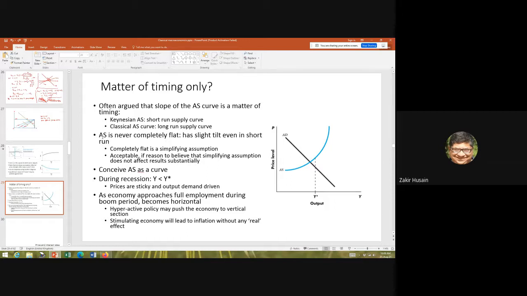The other reason is the supply curve. We can think of the supply curve as a curve. In this part, you can see it is almost horizontal. In this part, it is almost vertical. So what is happening is, in the short run, during recession, Y is less than Y star. We have a demand side problem. Prices are sticky and output is demand driven.